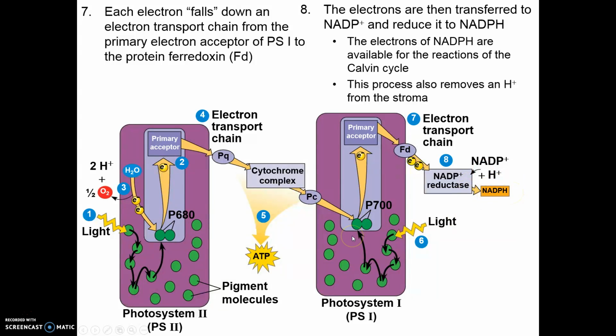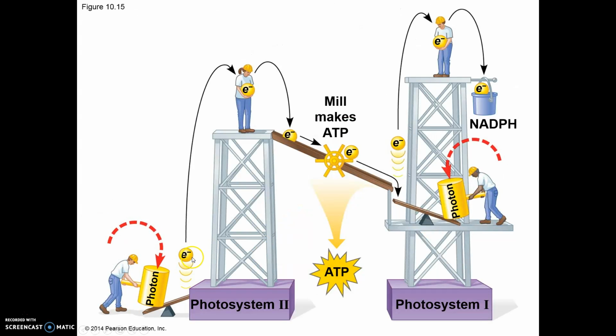So to put this in more of a cartoon form, here we have a low energy electron. Photons energize it, it flies up, and is then passed through a water wheel type thing, which will generate ATP. Again, those electrons are transporting protons, forms a gradient. Those protons run through ATP synthase, then it falls down and gets re-energized by another photon, jumps back up, and then we can store that for use later.